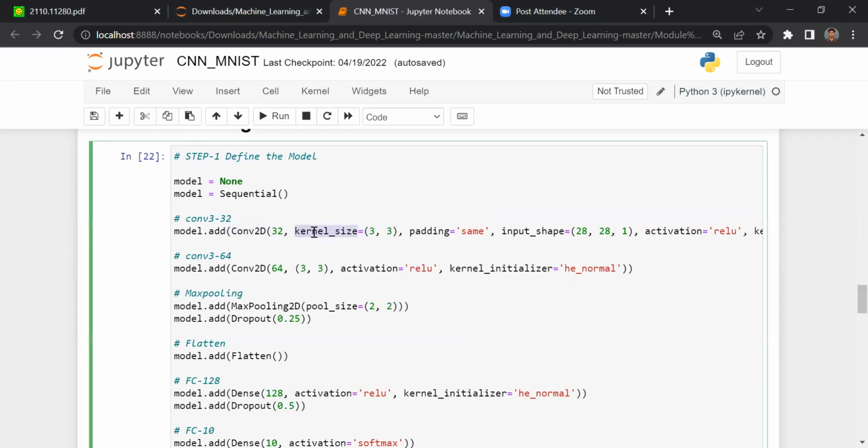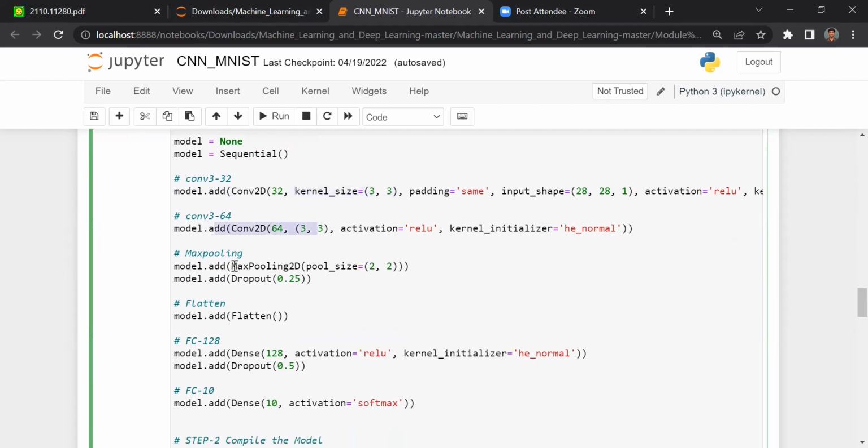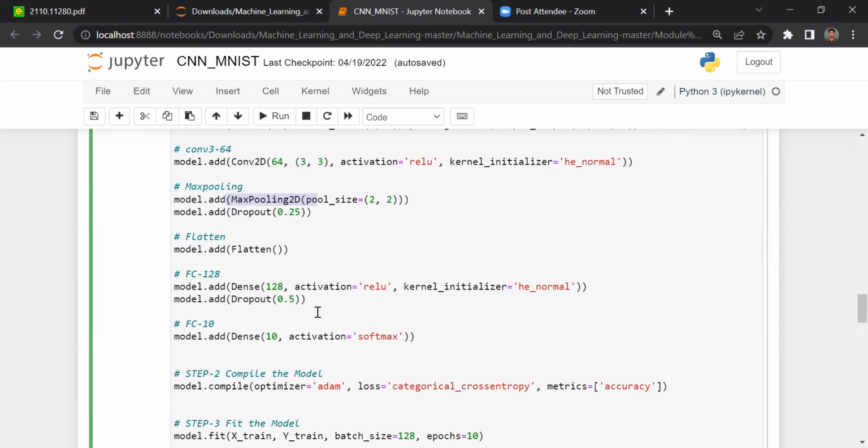Okay, kernel is like filter. So what is the filter size? 3 by 3, right? We use 3 by 3 filters. Then you have another convolution. This is the pooling. All of these things.